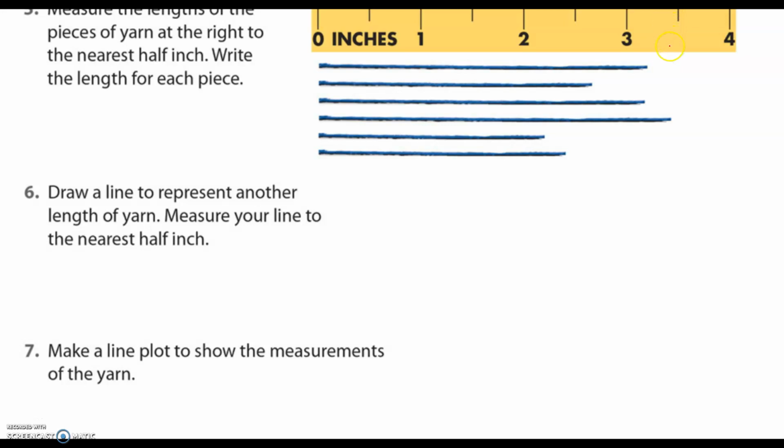This one is about 3½ inches. This one is about 2½ inches. This one is about 3 inches. The next one again is about 3½. This one is about 2. And this one's about 2½.